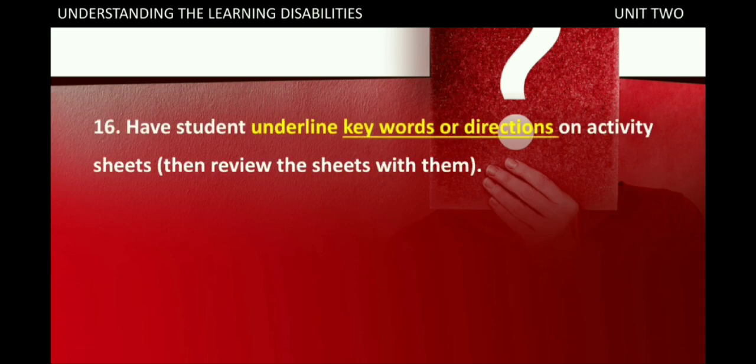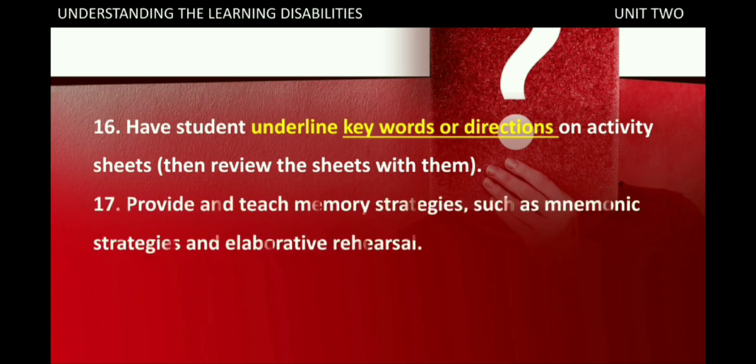And have students underline keywords or directions on activity sheets. Usually teachers will note all the important points. The teacher will ask the student to underline so that they can notice it easily. But the next thing the teacher should do is not only tell them, but visit them and review what they have done in their sheets. That is also very important.